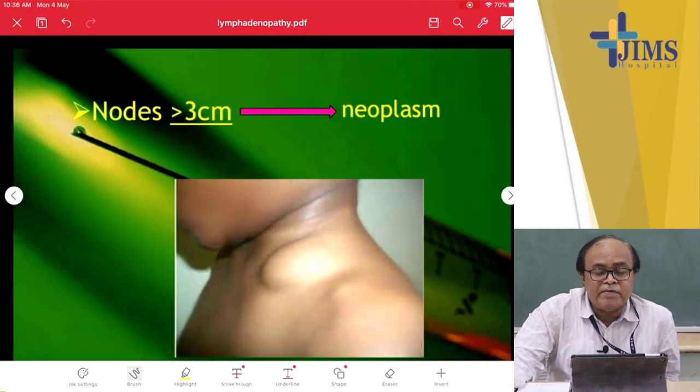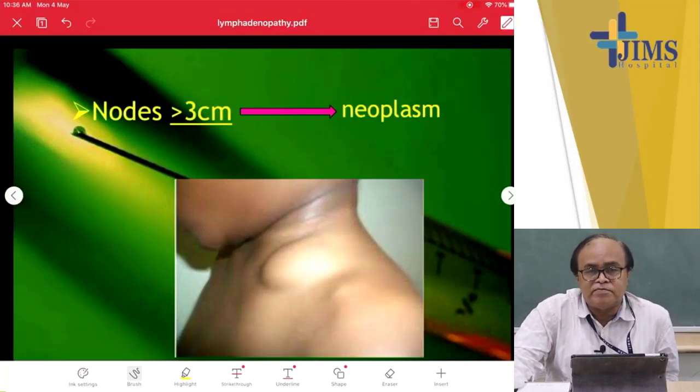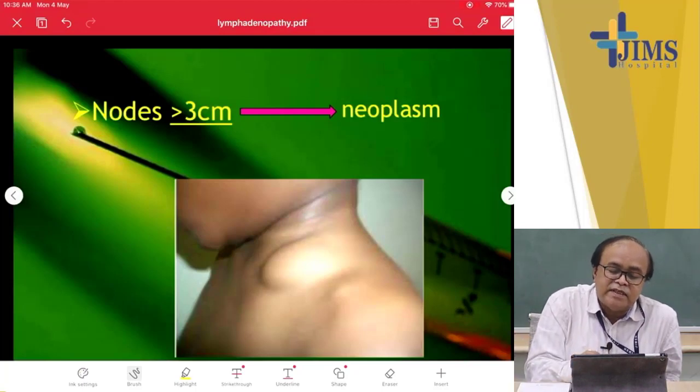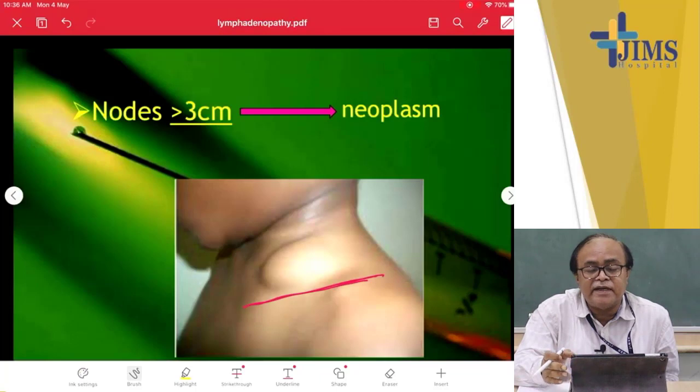And when you are examining, if the size of the lymph nodes is more than 3 centimeter, first you think it is a neoplasm, meaning cancer, malignancy. In this picture you see the supraclavicular lymph node which is more than 3 centimeter in size. So, your first suspicion will be malignancy, and you have to exclude malignancy, then you will be able to treat properly.